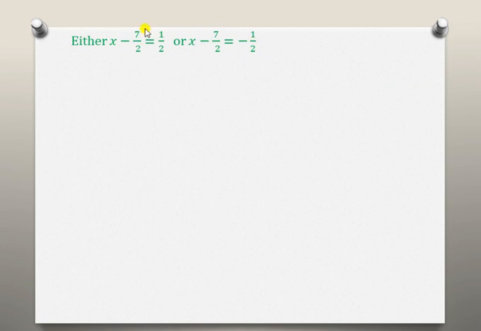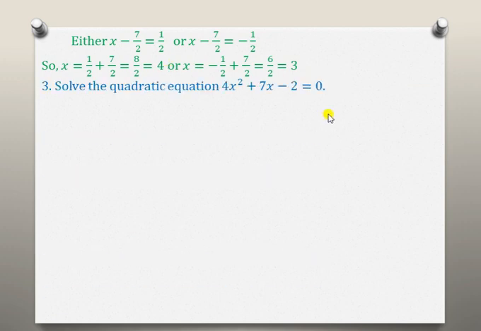Then you solve each of these by simply moving this to the right and also moving this to the right and simplifying. Should you do so, you surely get your values of x as 4 and 3. And so it means our x values, or the solution for that quadratic equation, was 4 and 3.